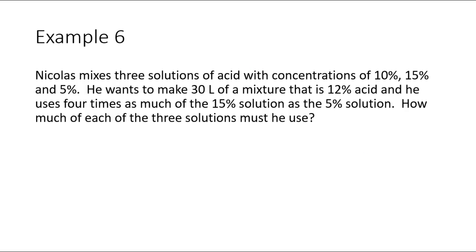Example 6. Nicholas mixes 3 solutions of acid with concentrations of 10%, 15%, and 5%. He wants to make a 30-liter mixture that is 12% acid, and he uses 4 times as much of the 15% solution as the 5% solution. How much of each of the 3 solutions must he use? All right, let's organize our thoughts here. And I like to organize mine into a chart.